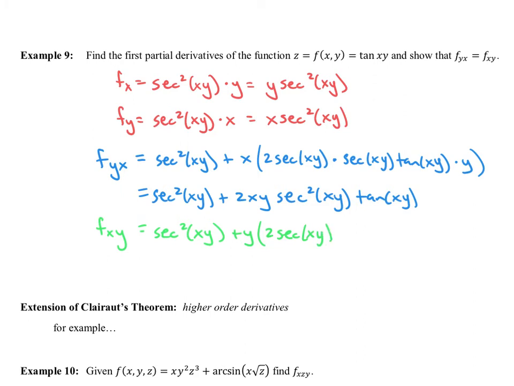Again, we're seeing a lot of similarities here, which is due to Clairaut's theorem. And then we're going to multiply by x that time, and you can see as we simplify this that we do get the identical second derivative, and Clairaut's theorem holds true for this one as well.